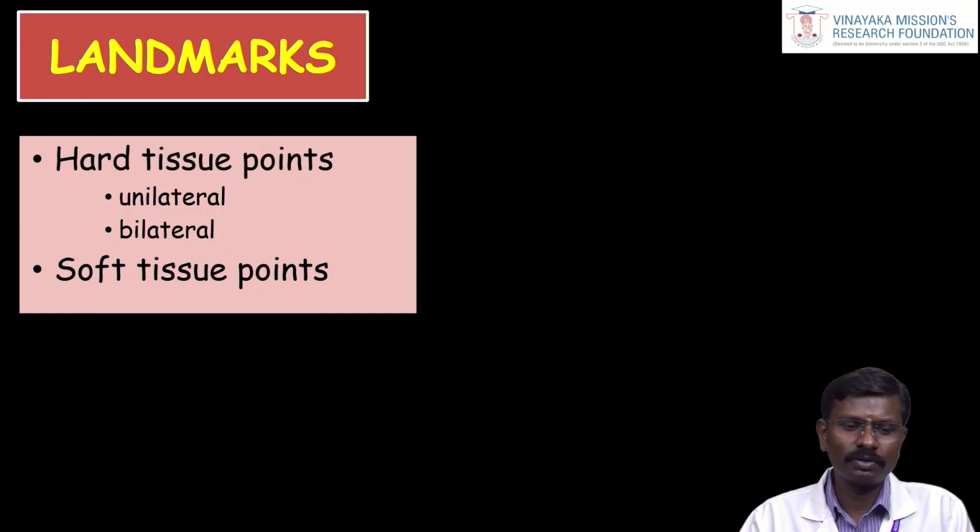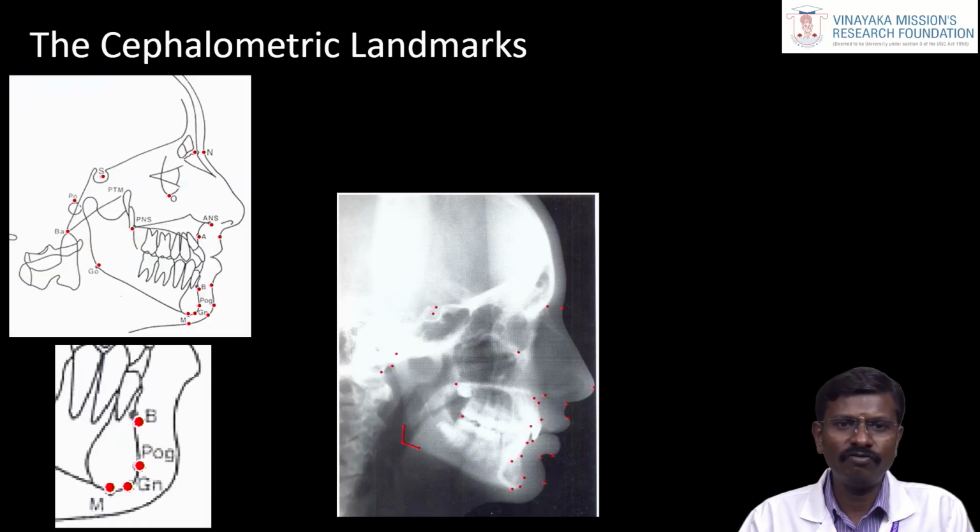So if you come to see the landmarks, there are two types. One is the hard tissue. The hard tissue landmarks are the landmarks you take on a bone, that is called hard tissue landmarks. And the soft tissue landmarks, we are marking on the soft tissues, that is called soft tissue landmarks. So you can see one is the Ceph and one is the drawing image. In this you can see a lot of points are there.